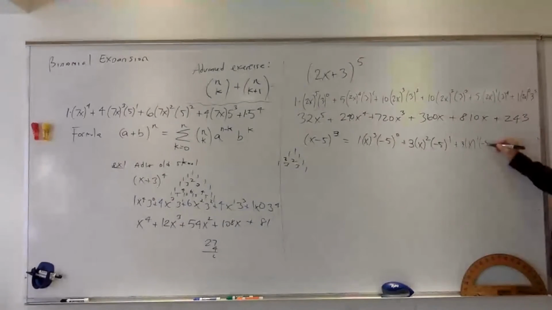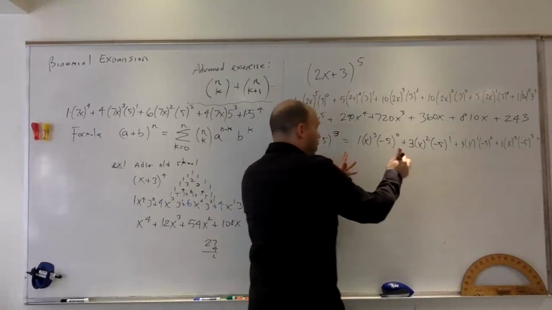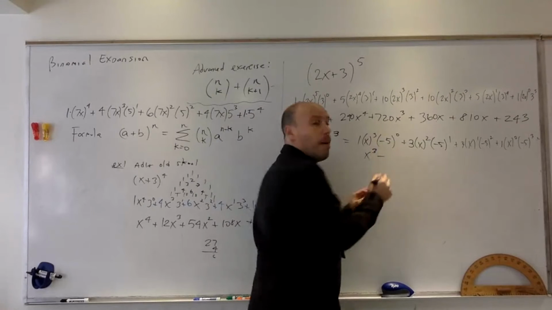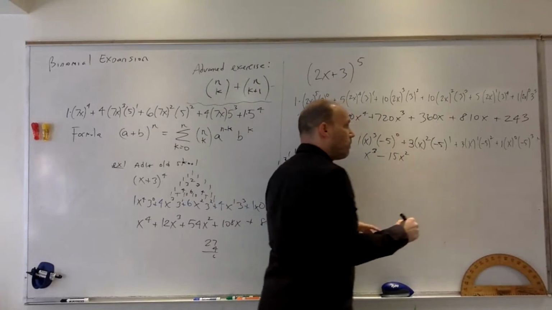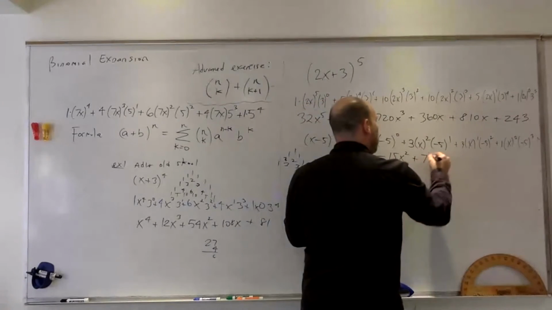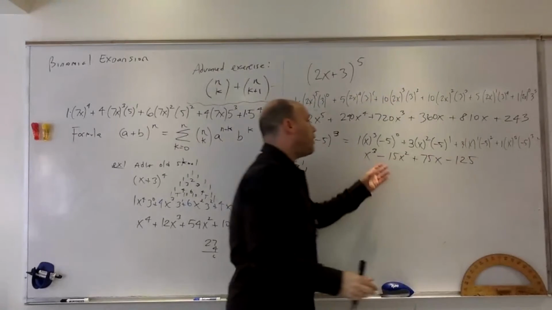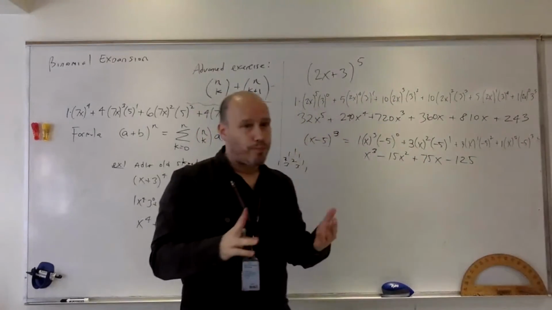3 times x to the 1st, negative 5 squared, and then 1 times x to the 0, negative 5 to the 3rd. Final answer, what do we have here? We have x to the 3rd minus 15x squared plus 75x minus 125. This is where the fluctuations come in when you start introducing negative numbers.